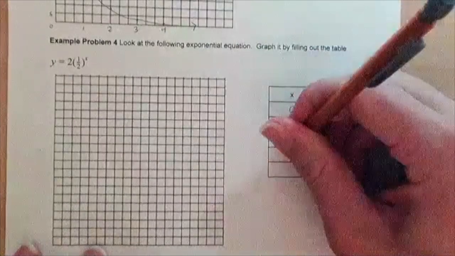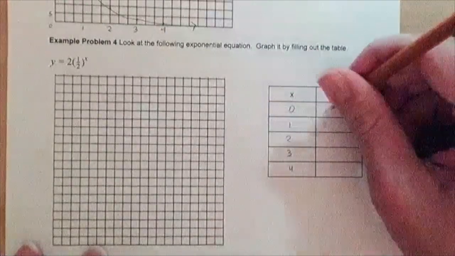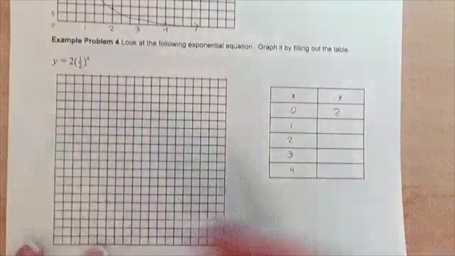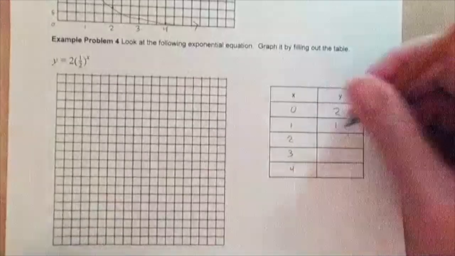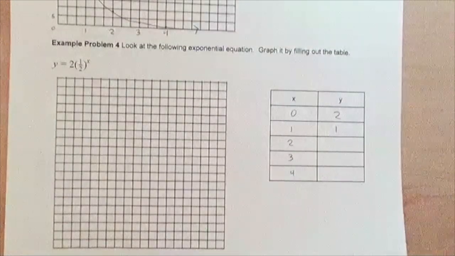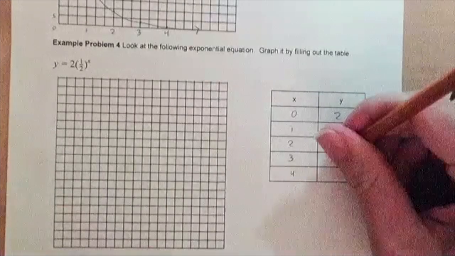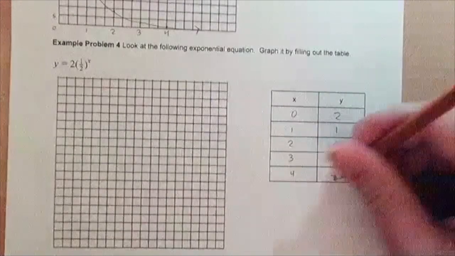So we're already pros at the first steps. The first number in my sequence is 2. And then we see 1/2, so we divide by 2. So we get 2, 1. 1 divided by 2 is 1/2. Then 1/4, and then 1/8.